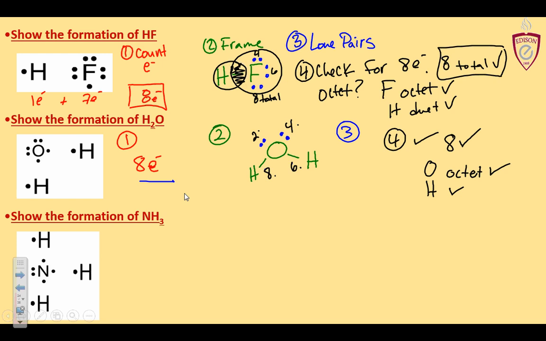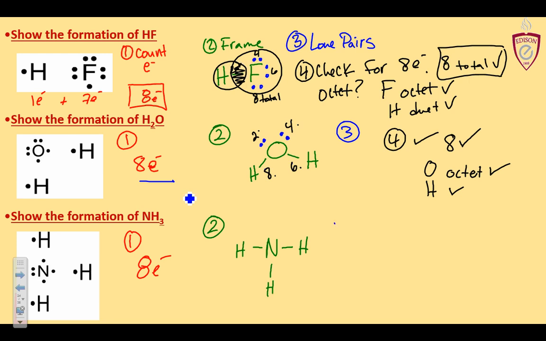Let's see if I can't do this with some NH3 here. So I'm going to count up my electrons that I'm starting with. Nitrogen's got 5, and I got 3 hydrogens, 1 each. So again, I'm working with 8 electrons here. Cool. I'm going to frame it up. Nitrogen looks like it's going to form 3 bonds, so I'm going to put that sucker in the middle. Nitrogen's in the middle, connected once to each hydrogen. That's what framing it up is.